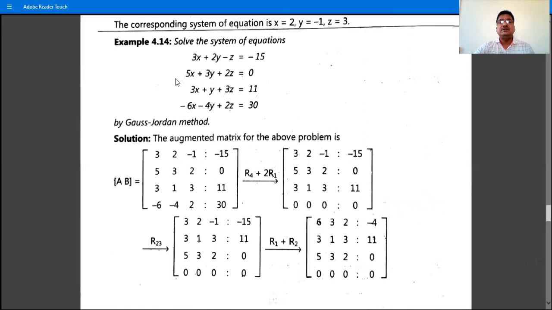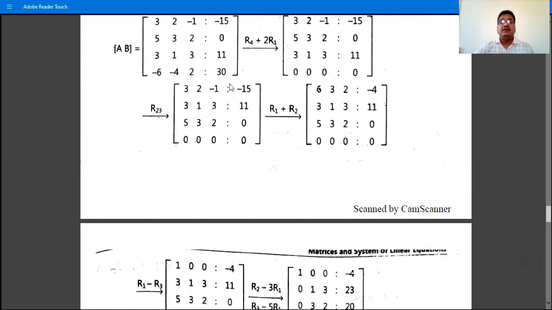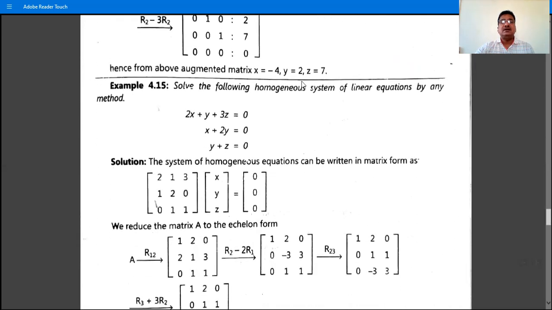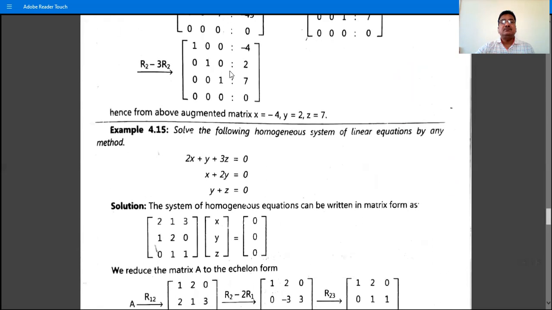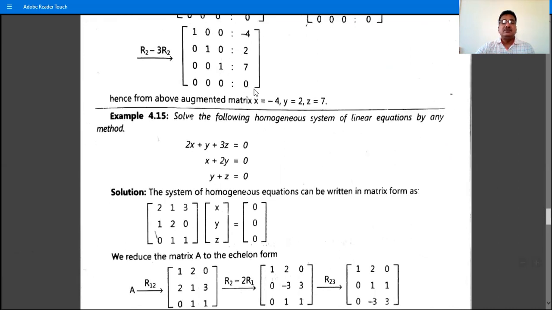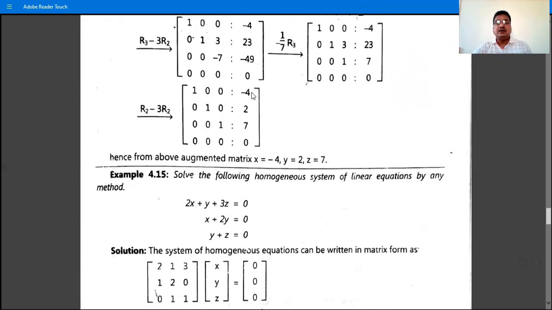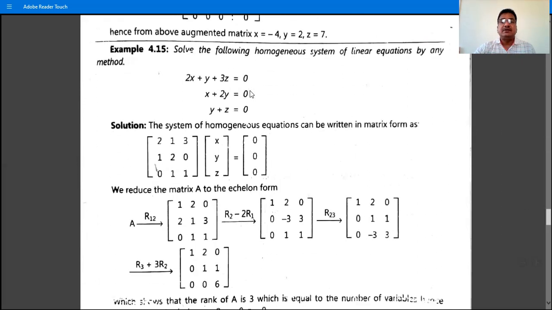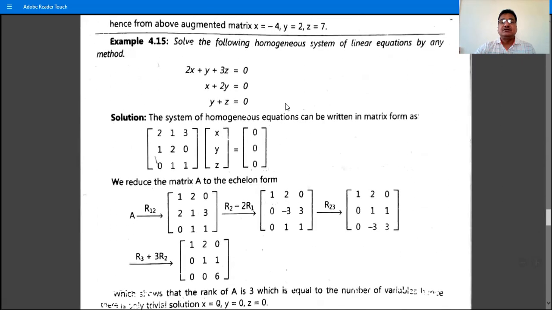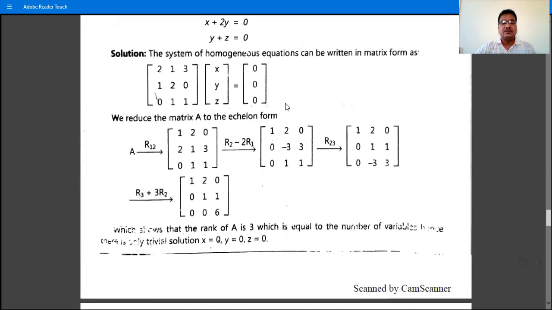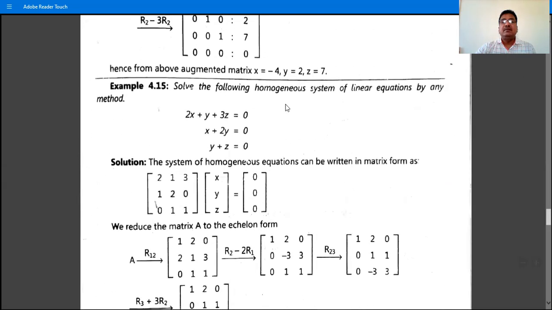The number of variables in the given system is 3, and therefore the given system is consistent and has a unique solution. And how can we obtain the solution? We rewrite the equations. So x is equal to -4, y is equal to 2, and z is equal to 7. So this is the Gauss-Jordan elimination method, or Gauss-Jordan method. So there are 2 methods to solve the system: Gauss-Jordan elimination method and Gauss elimination method.